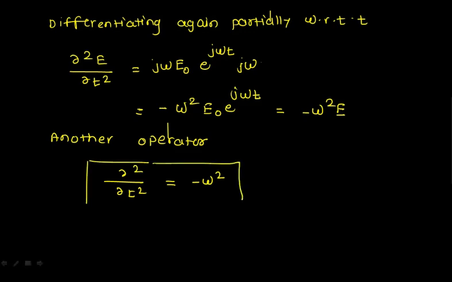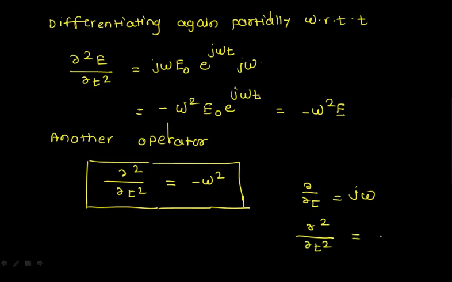So I will just summarize what I have defined till now. d by dt is equal to j omega. d square by dt square is equal to minus omega square. So these things I have defined. Now I will recall Maxwell's first equation. Okay, so what does Maxwell's first equation tell me?